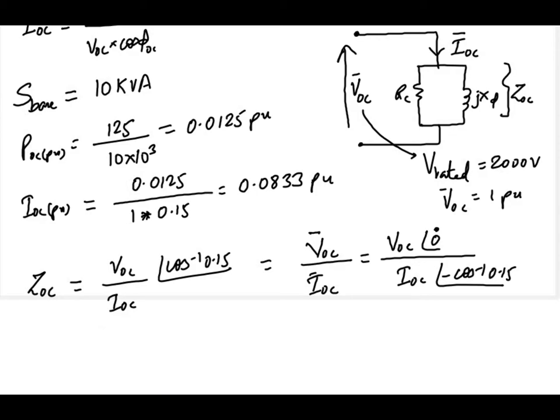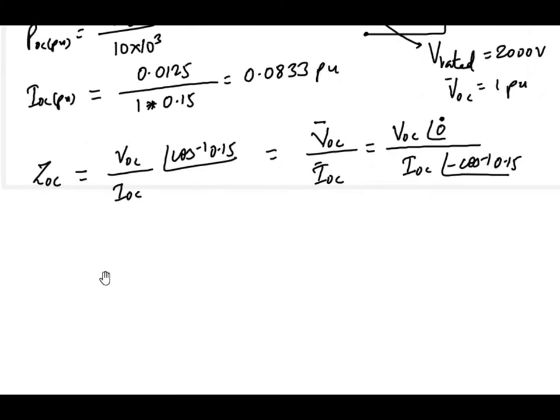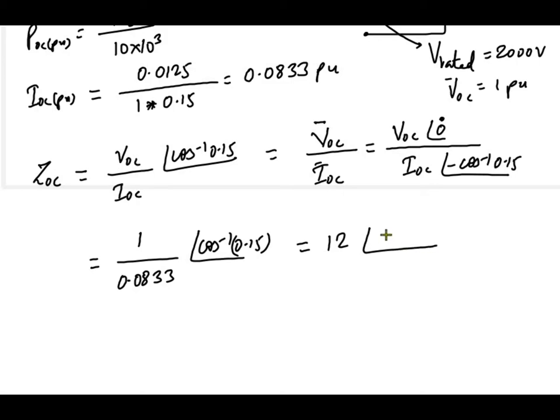So now put the values of VOC and IOC. VOC in per unit is 1 and the value of IOC in per unit is 0.083 angle cos inverse 0.15. So it is coming out to be 12 angle 81.37 degrees. Okay. So this is in per unit. So we have calculated the shunt impedance, which is equal to 12 angle 81.37 degree.